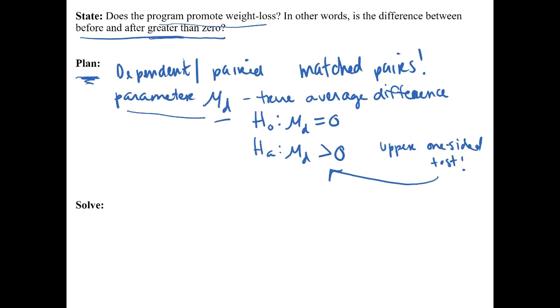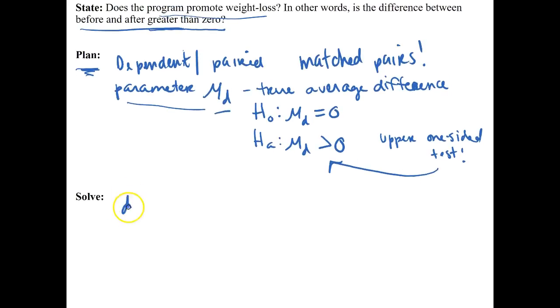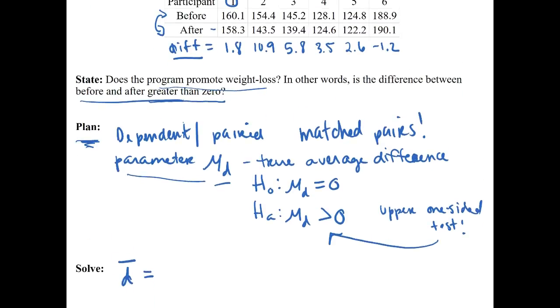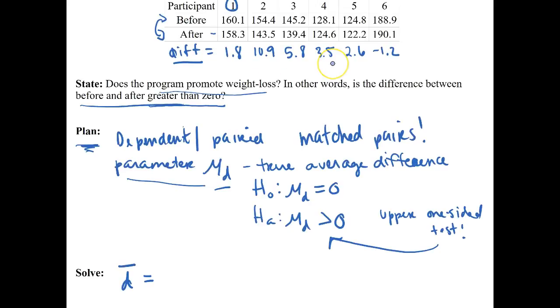Now, if we want to solve this, then we need to calculate d bar. So how can we do that? This is basically just the average of the differences up here. So we can calculate the average just like we did in any other circumstance. So we add up those values and divide by the total number of values.